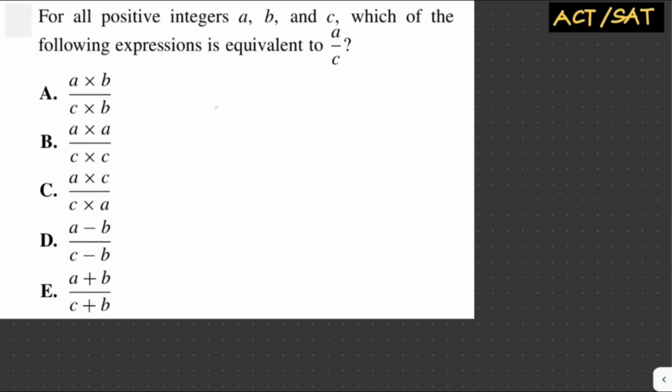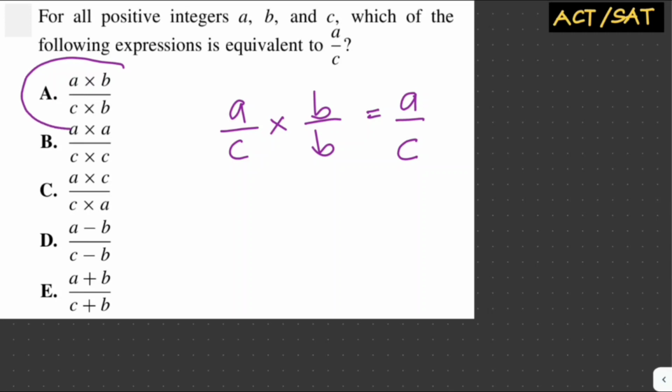Therefore, we just have to multiply a over c by b over b, because b over b here is just equal to 1. Therefore, we get an answer which is equal to a over c. Therefore, the answer here is letter A.